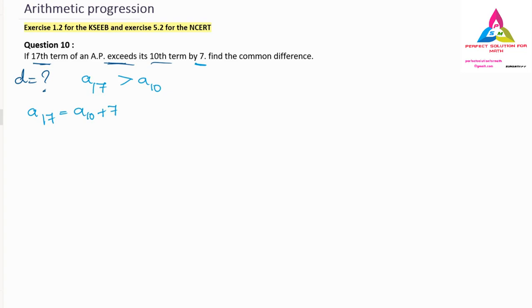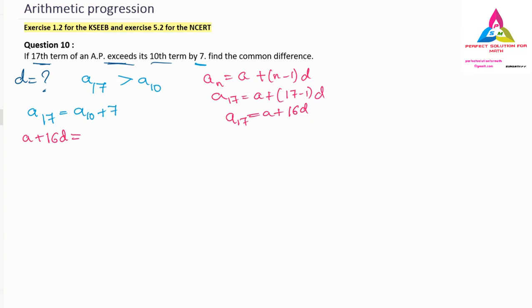Directly we have to apply the An formula. If you don't know, write that down and then you can calculate. But I have already told you it is easy to remember. If A17 is given, how much is it? A plus how much D? That is 1 less than 17, so directly you can write 16D. Those who don't know, you can calculate: A17 is equal to A plus (N minus 1) into D, with N being 17. So A plus 17 minus 1 is 16D. So A17 is A plus 16D. Like this you can find the A17 value.